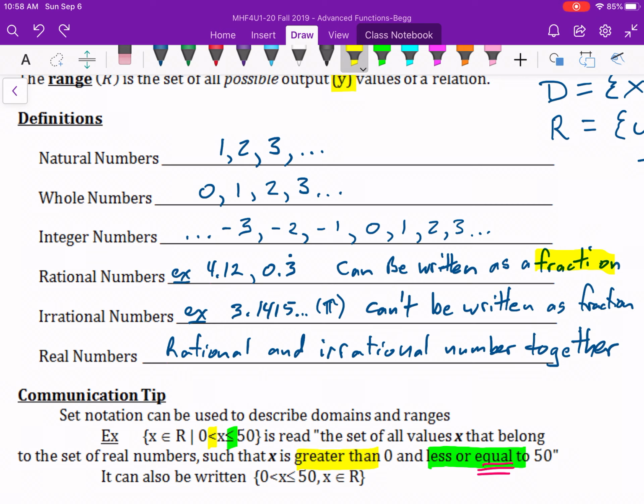Integer numbers, we're still not dealing with decimals, but now we can include negative numbers as well, like -3, -2, and so on down to -infinity.